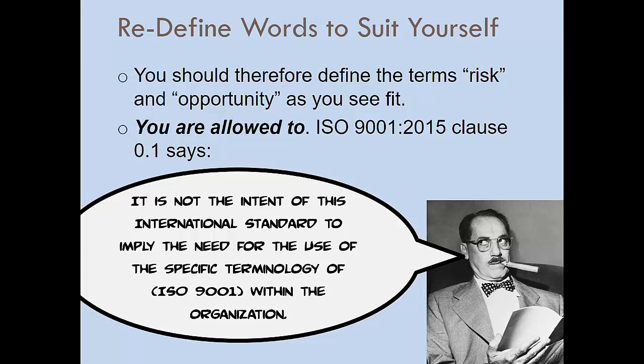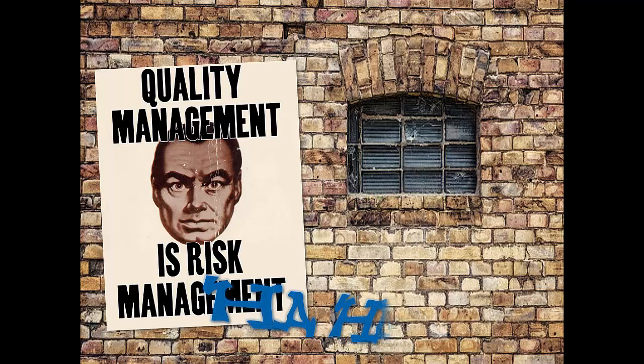In clause 0.1 of ISO 9001:2015, it says, it is not the intent of this international standard to imply the need for the use of specific terminology within the organization. You are allowed to use your own terms. I take that a little further. I say you're even allowed to define them your way. The risk, of course, is that you get so far that you define them and you're no longer meeting the spirit or letter of the requirements.